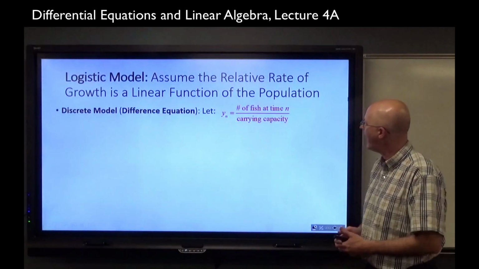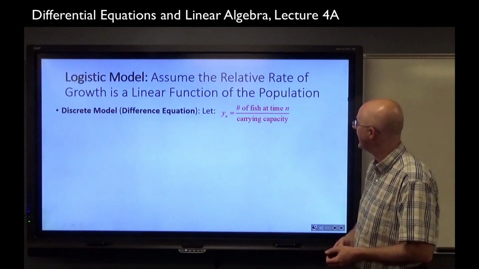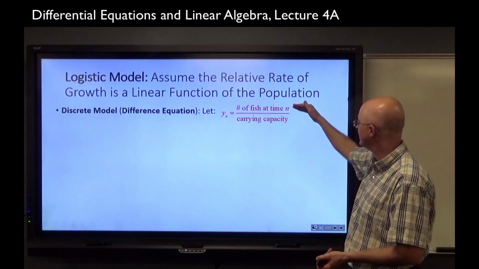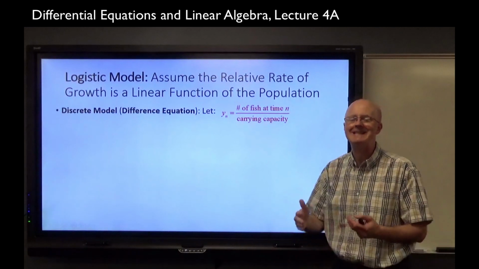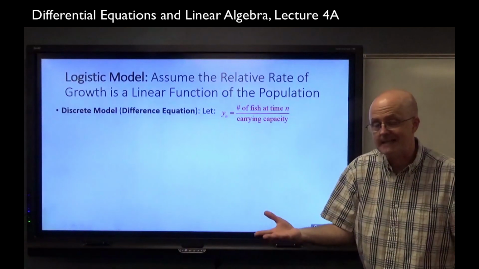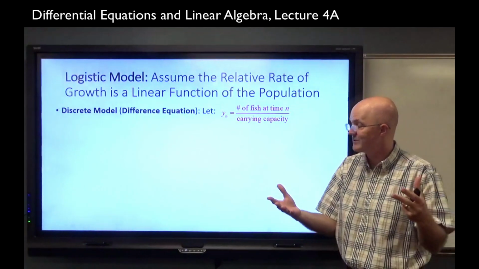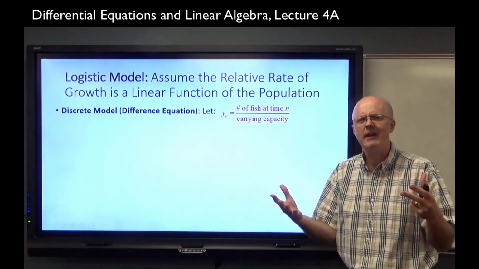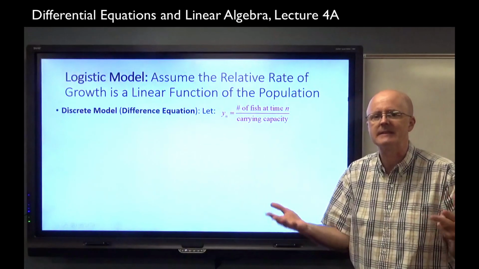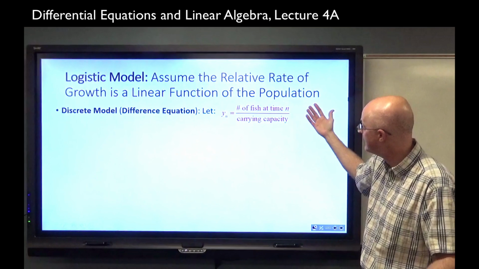I'm going to let yn not be the number of fish or bunnies or whatever at time n, but the number of fish or bunnies divided by the carrying capacity of the environment. Okay, this is most easy to imagine for fish in a lake, say. All right, the lake is finite in size. There's finite food resources for the fish. There's a certain carrying capacity that the lake can sustain of this species of fish. You know, it could be 1 million fish if it's a fairly large lake.